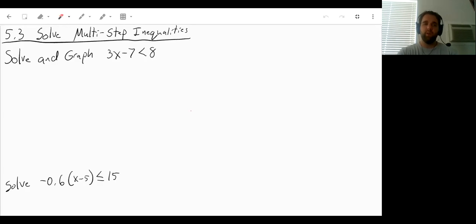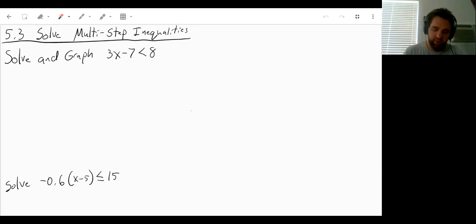Welcome to section 5.3, solve multi-step inequalities. Now this section is all about solving inequalities that take more than one step in order to solve them. Other than that, it's just like the math we've been doing for 4 chapters so far, so hopefully it shouldn't be all that tricky for you.